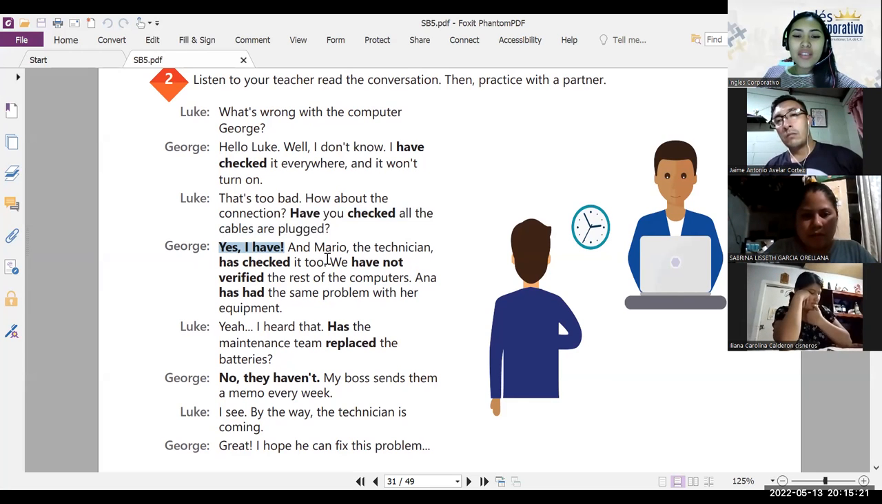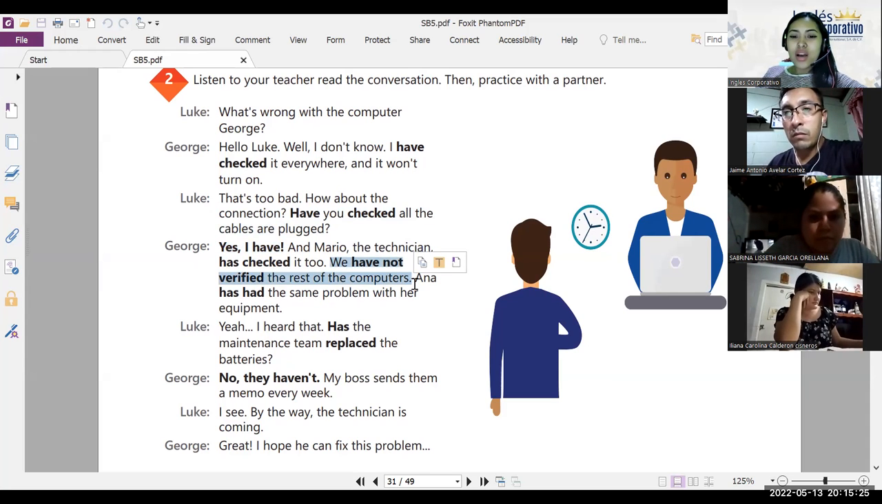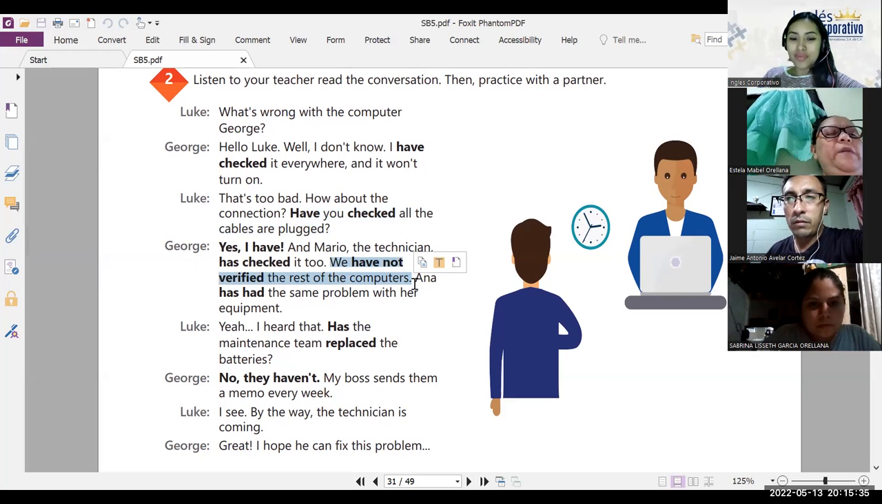We have not verified the rest of the computers. What is the translation of this? We have not verified the rest of the computers. No hemos verificado. Great. El resto de las computadoras. Great, perfect.